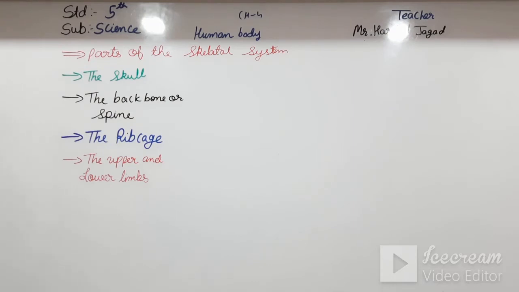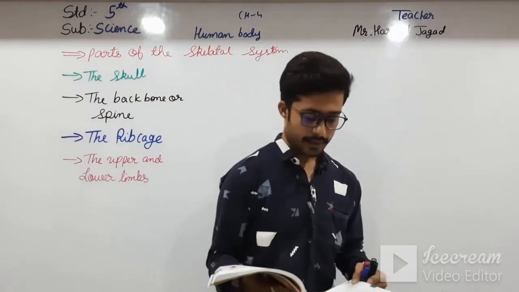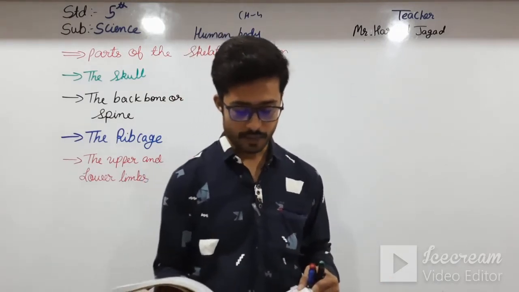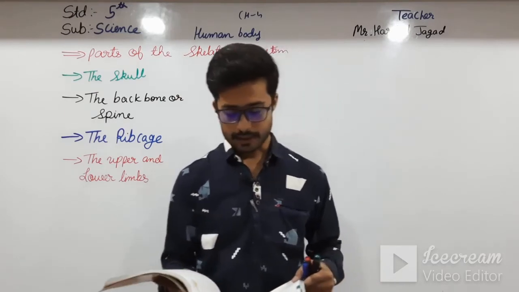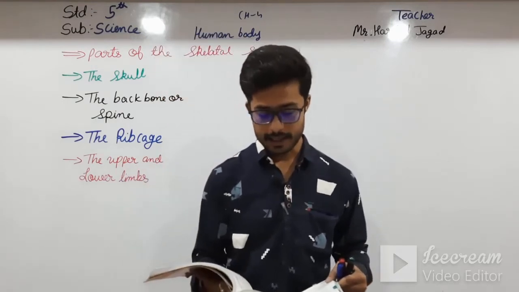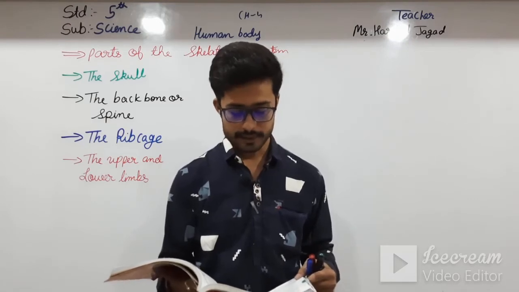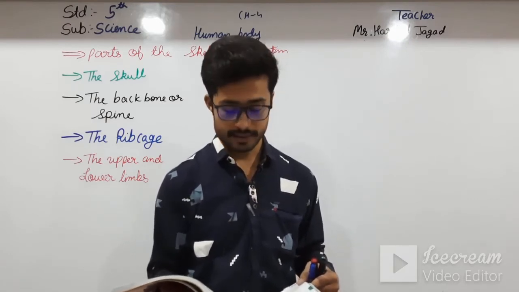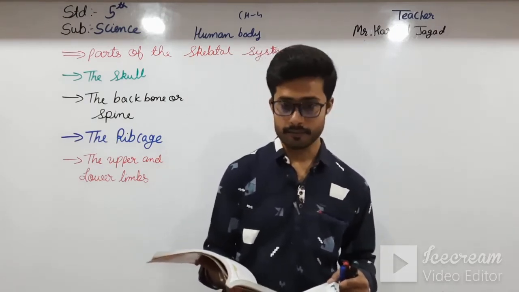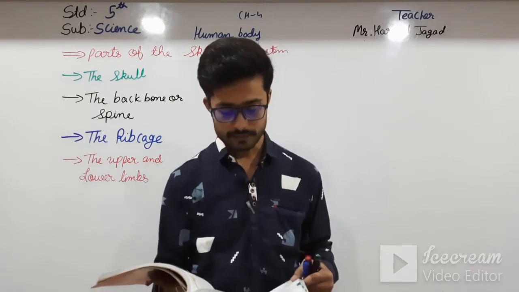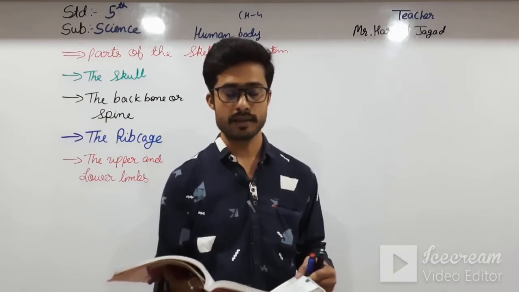Here I am not explaining, I am just reading the uses of the skeleton. The skeleton gives shape and support to the body. It protects the soft, delicate internal organs. The cranium protects the brain, and the rib cage protects the lungs and the heart. Bones contain bone marrow, which produces red blood cells. Bones store minerals such as calcium and phosphorus. With the help of the muscles fixed to them, bones make all movement possible.